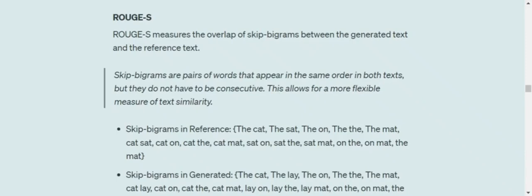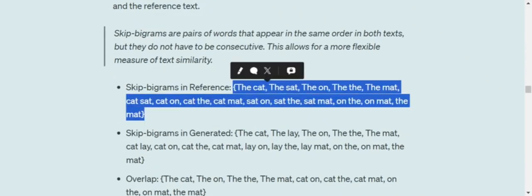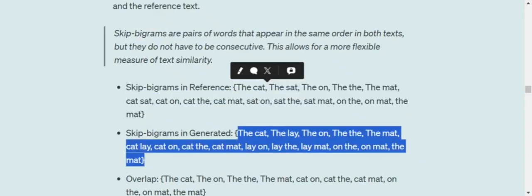In case of skip-bigrams, we would be pairing up each word with all the other words in the sentence, but in the same order: the cat, the sat, the on, the mat. So eventually, we are picking up the first word and pairing it with all the remaining words. Then we will be picking up the second word, and pairing it with the forward coming words. In this way, we will be forming skip-bigrams. So these are all the skip-bigrams that we got from the reference, and these are all the skip-bigrams that we got from the generated text. I hope the concept of skip-bigrams is clear.